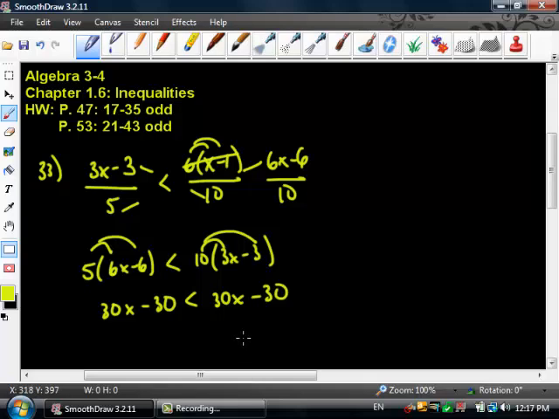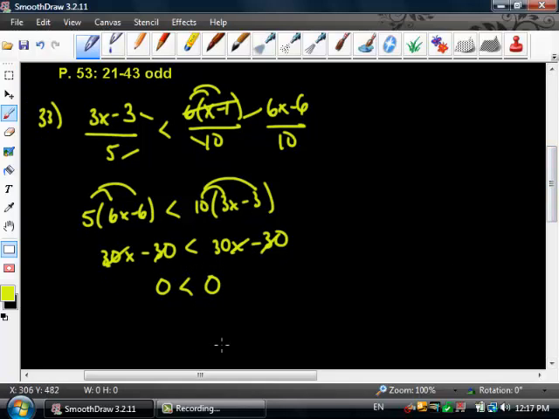What's going to happen? Everything's going to go away, and 0 is less than 0. How often is that true? 0 less than 0? Never. Therefore, no solution. All right? We good?